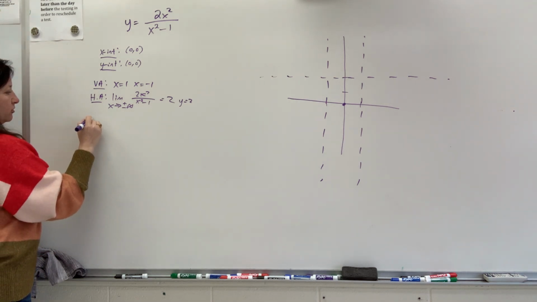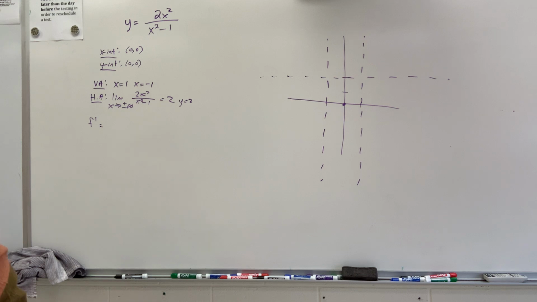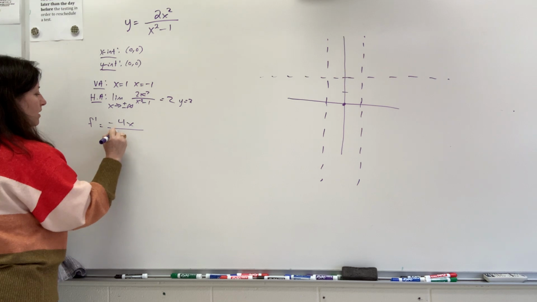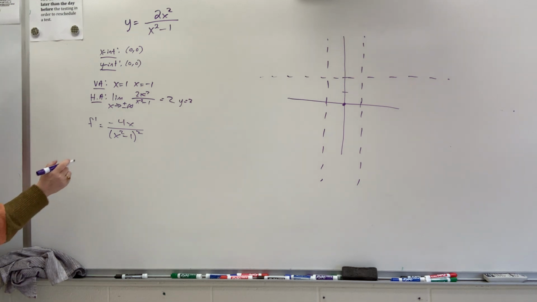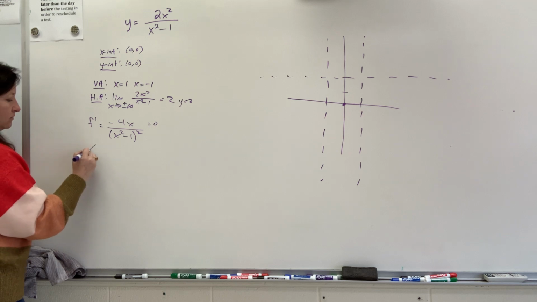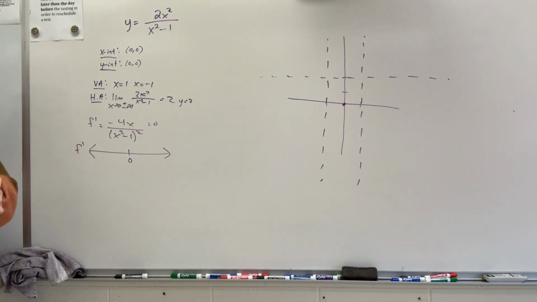Okay, so we need our first derivative. We're going to have to do the quotient rule, but I'm trying to speed up the process, so I'm going to tell you because the book actually found this first derivative for me: negative 4x over x squared minus 1 squared. That's what you get once you do your quotient rule. So we need to find where the numerator equals 0. Where will the numerator equal 0? At x equals 0. So I'm going to put that on my sign test. Where will the denominator equal 0?